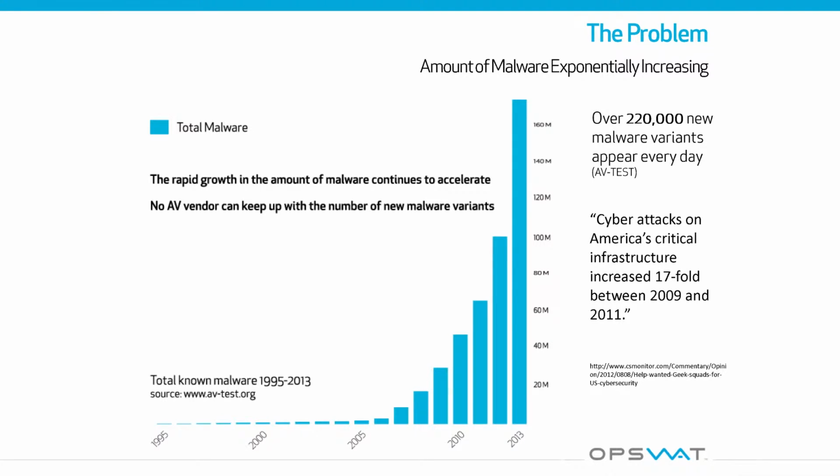The problem that multi-scanning attempts to address is that there's an exponentially increasing amount of malware out in the wild, so to speak. This is all data taken from avtest.org. It's a third-party organization, and it shows the number of known pieces of malware is increasing at an exponential rate. And this data is probably even higher now, because it's already a couple of months old.